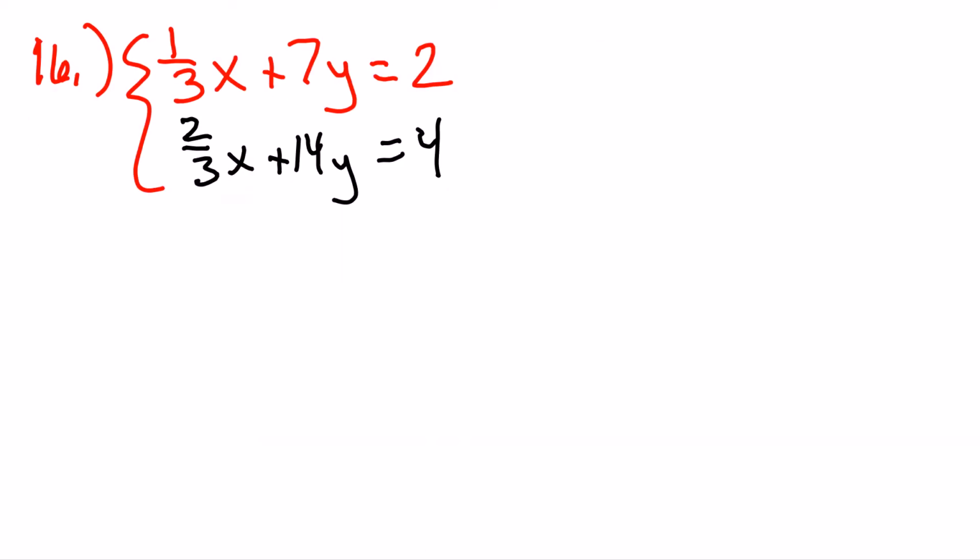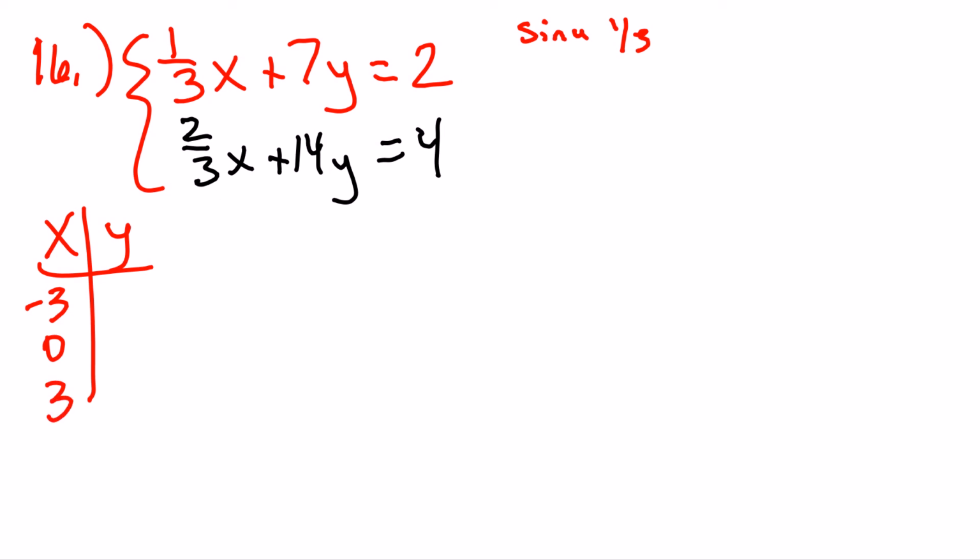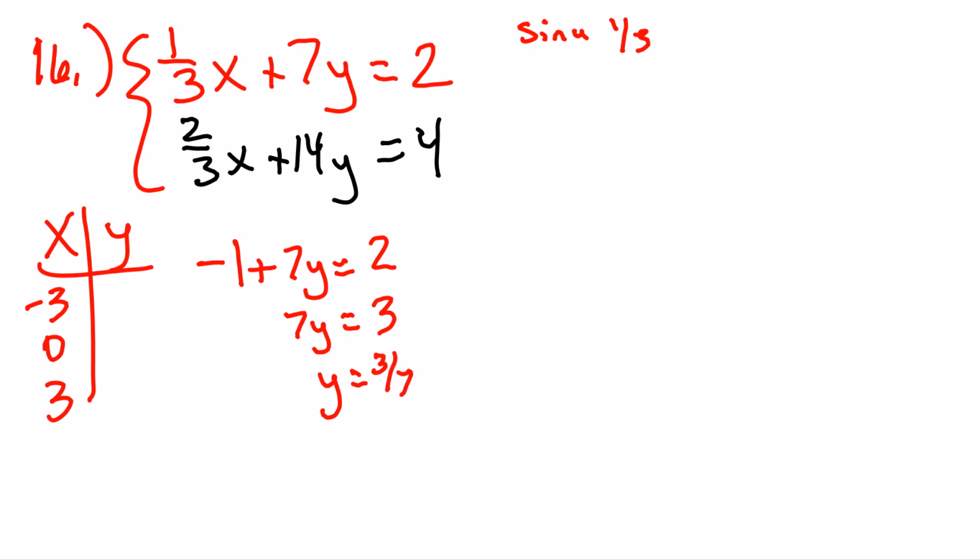Alright, so number 16, I have 1/3 x plus 7y equals 2. When I make my xy chart, because of that 1/3, I'm going to use negative 3, 0, and positive 3. It's just going to make it a little bit easier for me. So I plug in negative 3, that means I get negative 1 plus 7y equals 2. I add 1 to both sides, I get 7y equals 3, so y equals 3/7. I know I have a fraction answer, but it didn't have a bunch of hard work in my solving, so I'm okay with that.